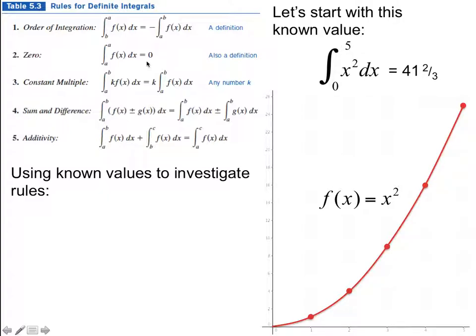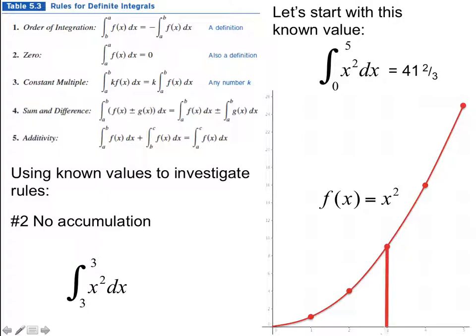Property 2. Property 2 is no accumulation. Notice property 2 says I start at A and end at A. That would be like starting at 3 and ending at 3 right here. So that's represented just by this single line on the graph, which means that I have not accumulated any region whatsoever, so I can't have any area.